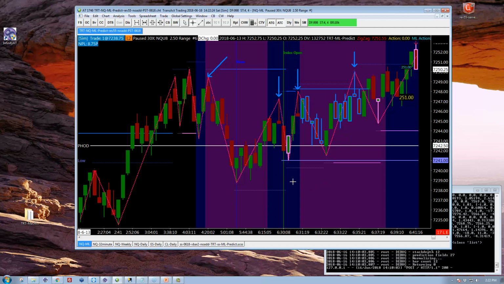Now, here, because this point here was far away, we were willing to take shorts once we established this point down here. But then we established this one, okay, and that's within 10 ticks of this point.